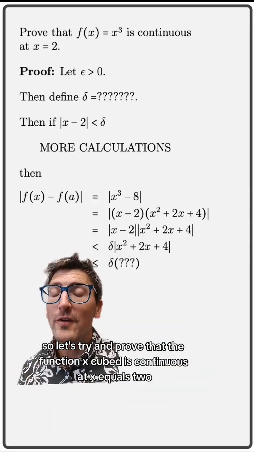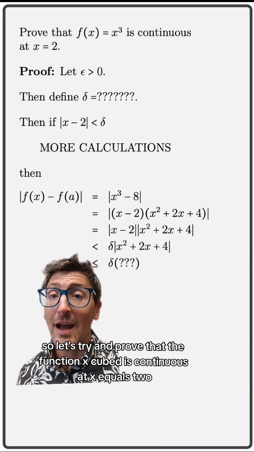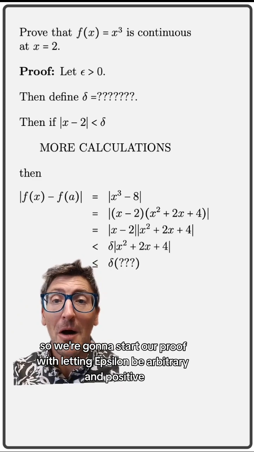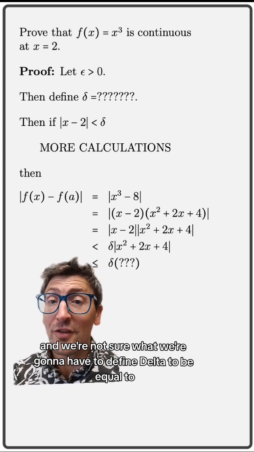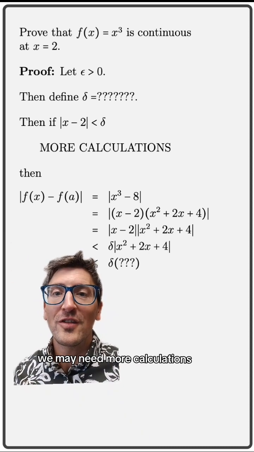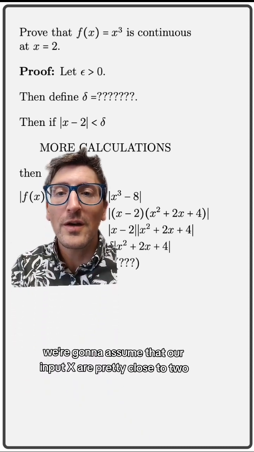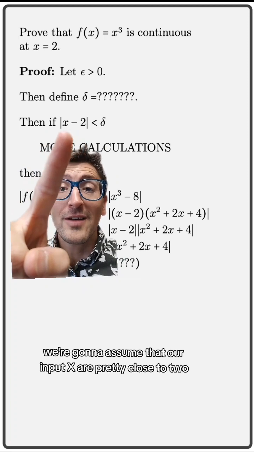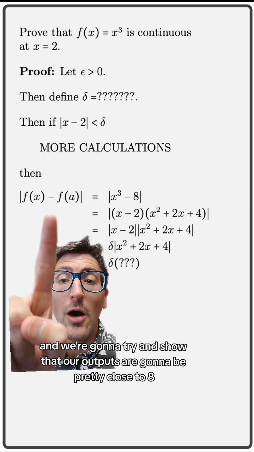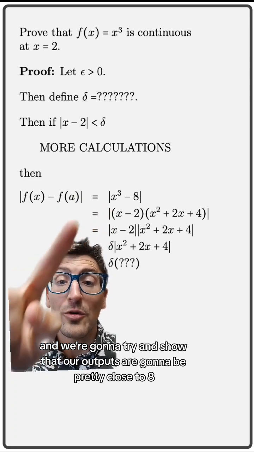So let's try and prove that the function x cubed is continuous at x equals 2. We're going to start our proof with letting epsilon be arbitrary and positive. And we're not sure what we're going to have to define delta to be equal to. And in this proof, we may need more calculations. But what we're going to do is assume that our inputs x are pretty close to 2, and we're going to try and show that our outputs are going to be pretty close to 8.